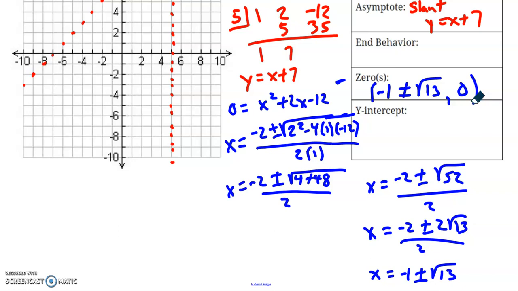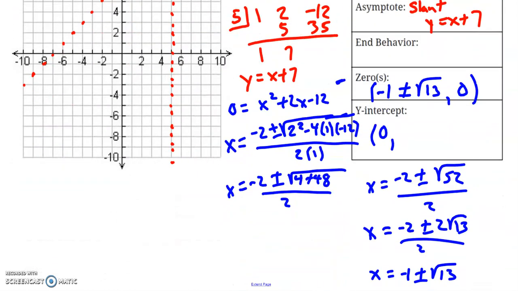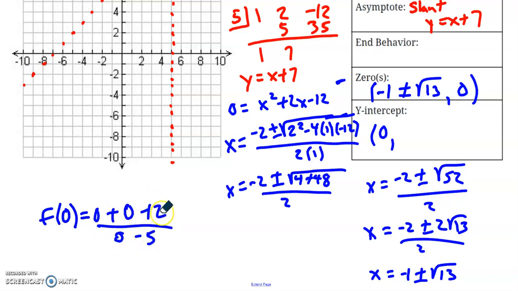And then we need to find our y-intercepts. In this case, we always set x equal to 0. So if I come back up here, here's our original equation. So again, all of those are going to turn to 0. So we're going to have f of 0 equals 0 squared plus 2 times 0 minus 12 over 0 minus 5. And again, especially when it's not factored, this is all going to go away right here. So it's really just going to be this -12 over -5, which is 12/5.